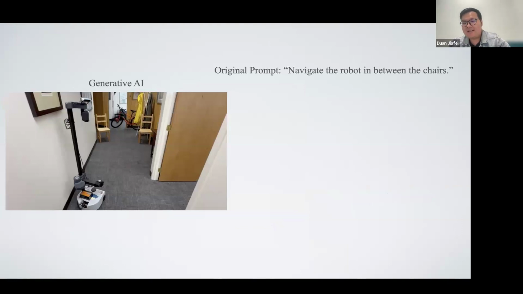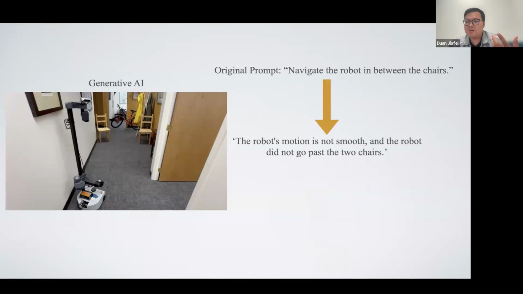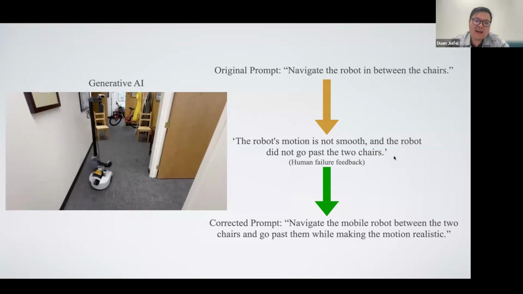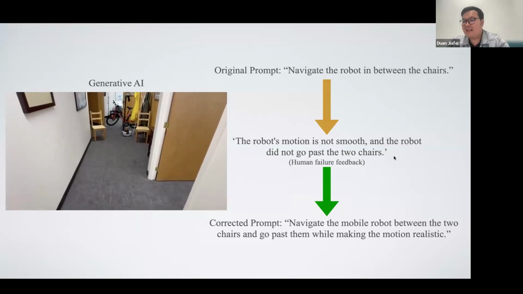I guess everyone has experienced this when they are using VLMs or LLMs in whatever case they are using them. The easier way to fix this is to make a correction to the prompt. As humans, we automatically know what's wrong with it. For the first one, we know that the motion of the robot is not smooth and it did not go past the chair. This is based on human feedback. And based on just the human feedback, we can generate the correction prompt, which is to navigate the mobile robot between the two chairs and go past it, while making the motion more realistic. And the output looks something like this, which is exactly what you want.